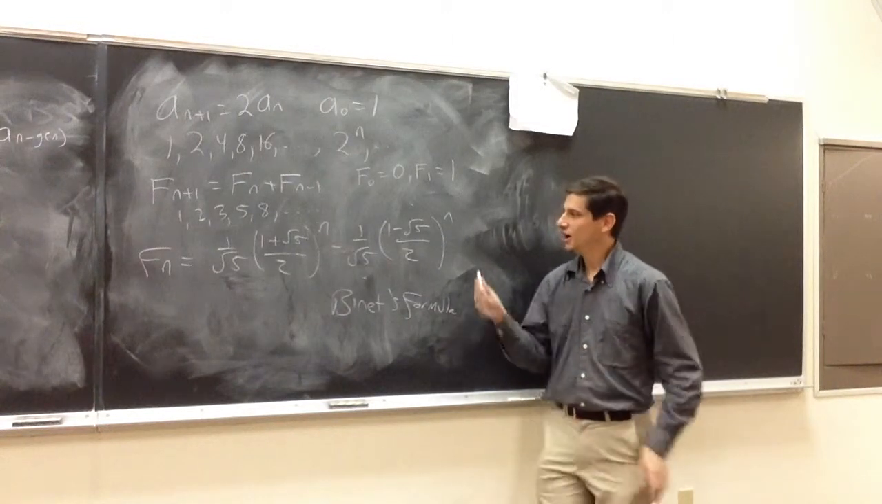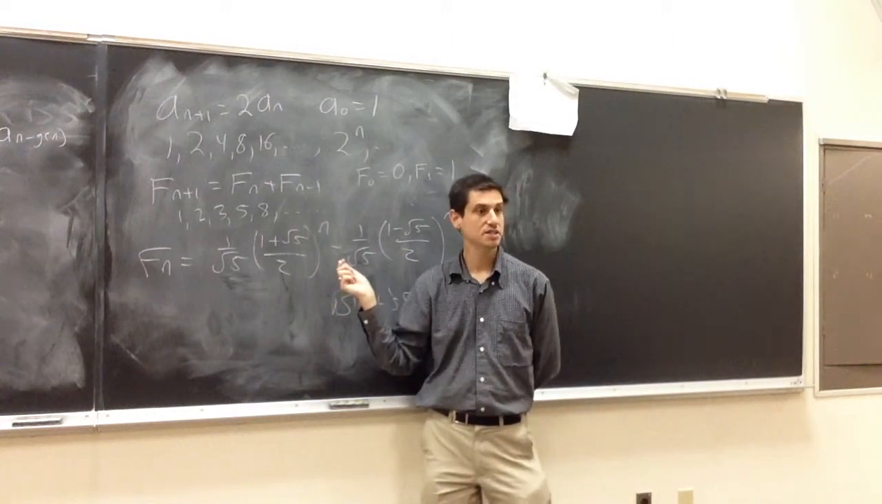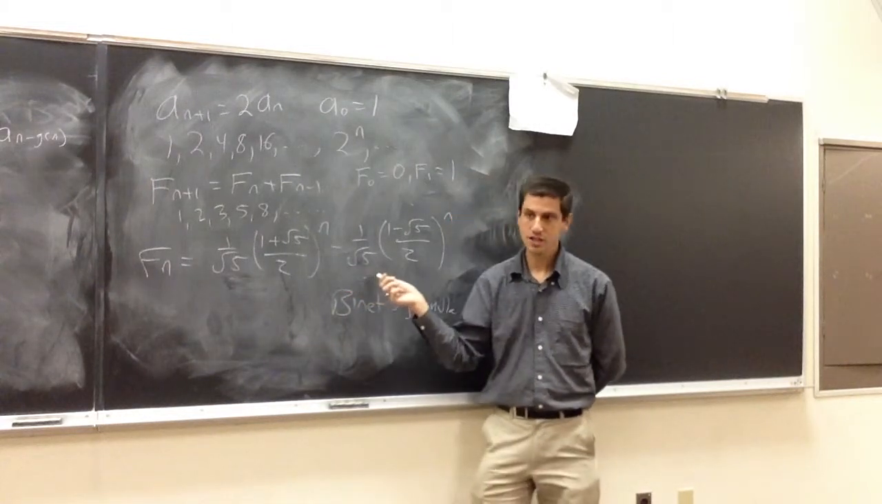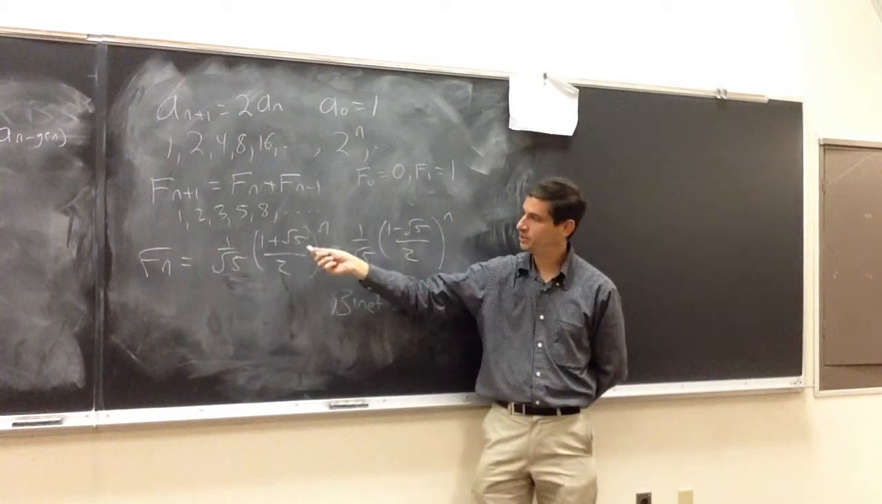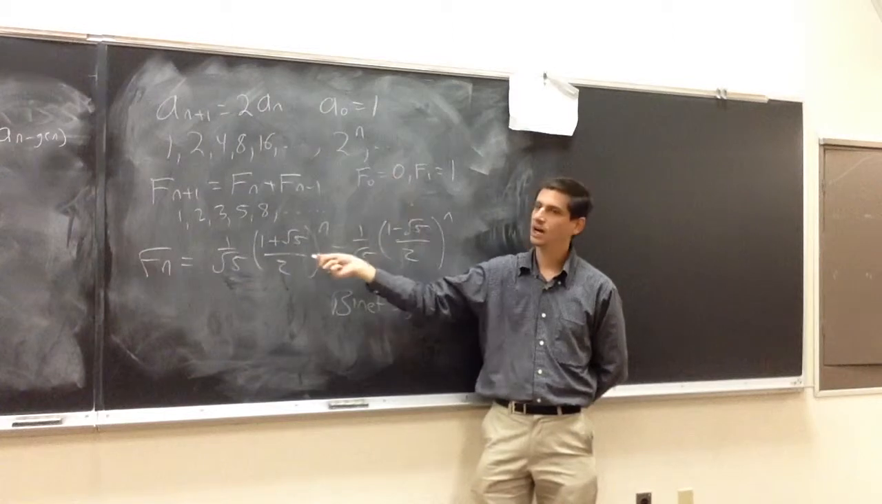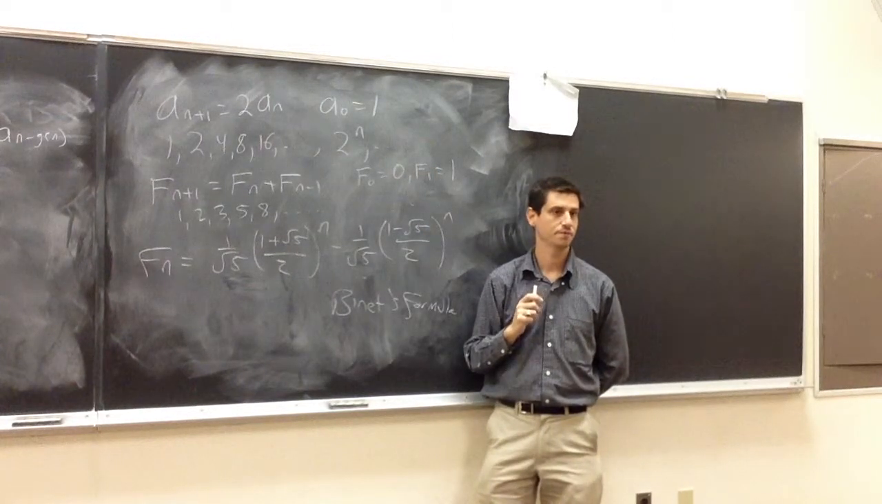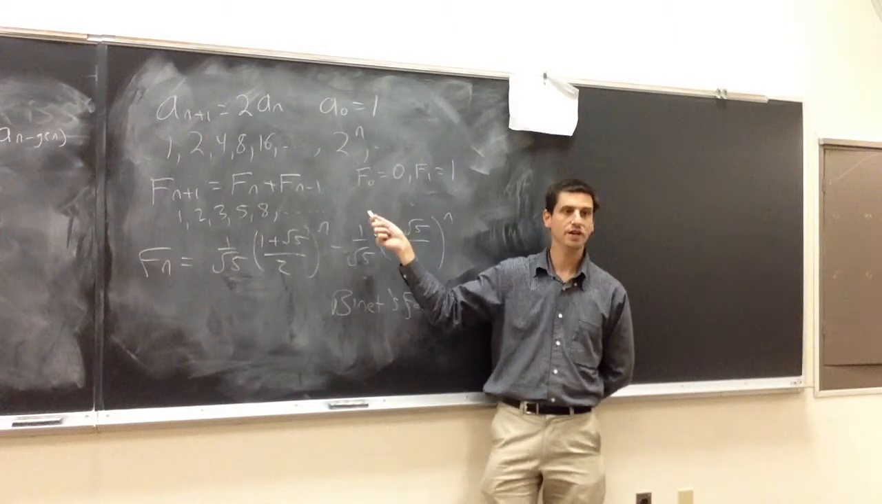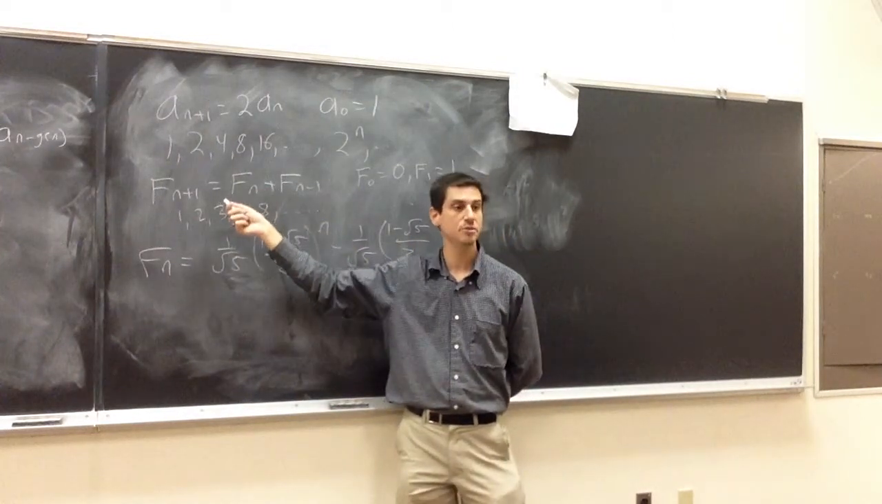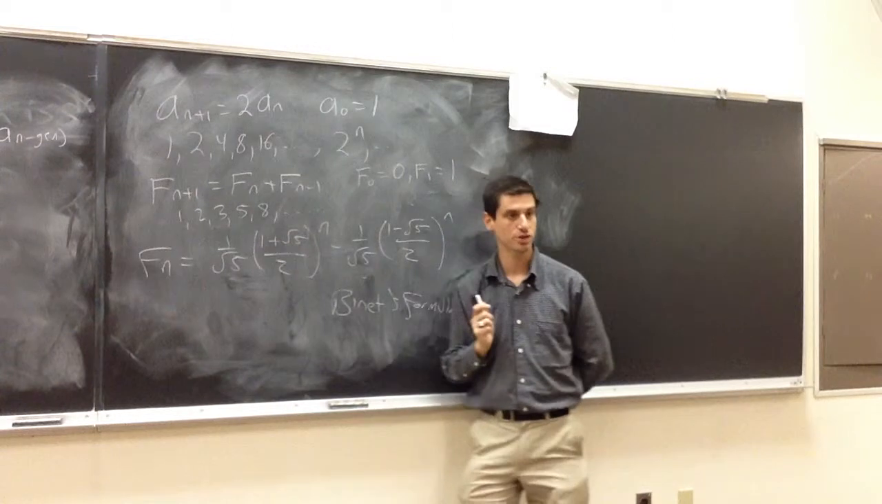But if I know this answer, though, I can plug this in and see if it works. How do I do this? I show that when I put in n equals 0, I get this. I show when I put in n equals 1, I get this. And I show it satisfies the recurrence relation. If I can do all that, the recurrence relation uniquely determines the sequence once I've given you the initial conditions.